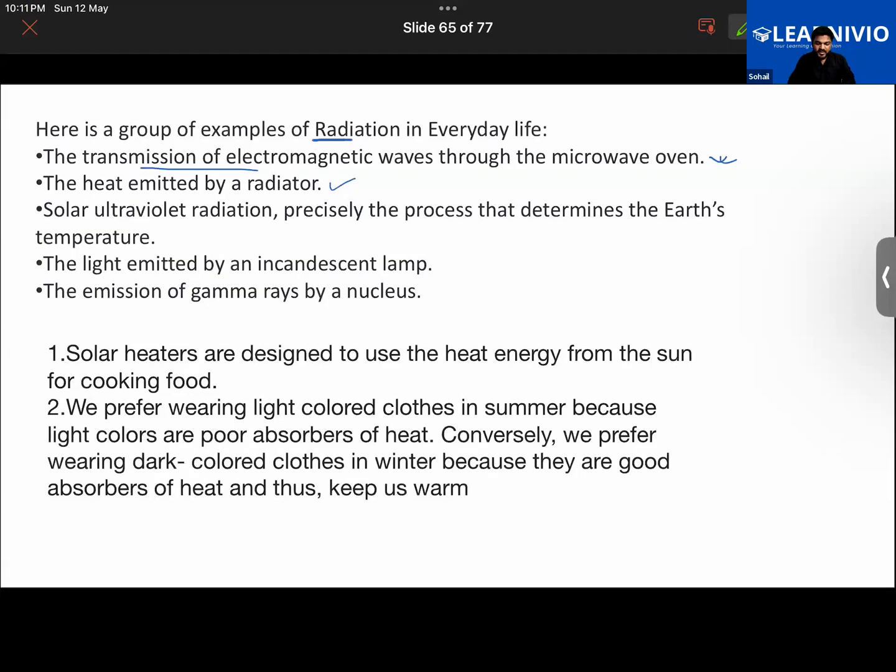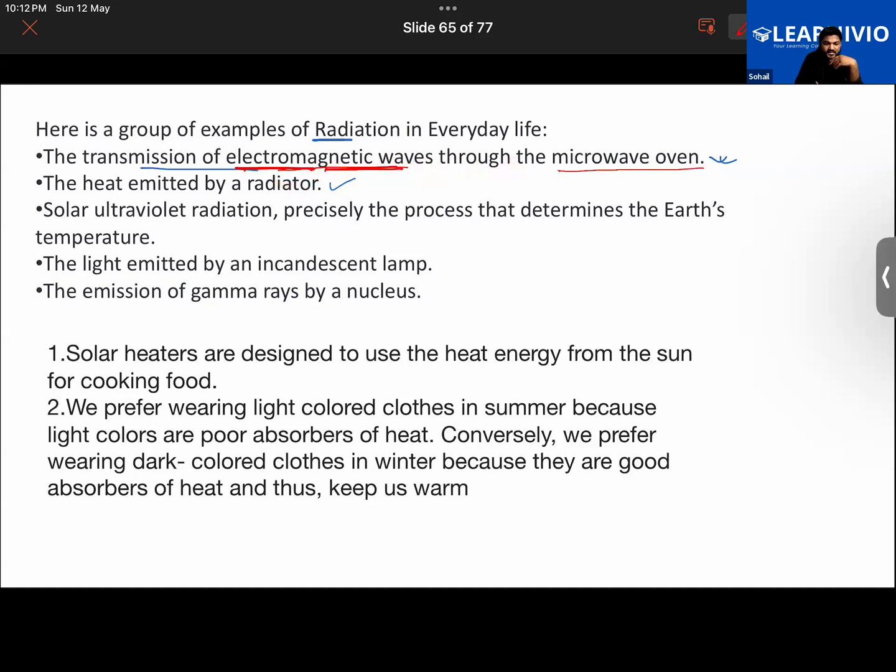Here are some examples of radiation in your daily life. As we were talking about a microwave oven, there electromagnetic waves are used. Radiation is the transfer of heat in the form of waves without the necessity of a medium. What form of wave? It is electromagnetic wave. You'll be studying about it in higher class. As of now, just know these are called electromagnetic waves. Due to the electromagnetic waves, foods are cooked in the microwave oven.